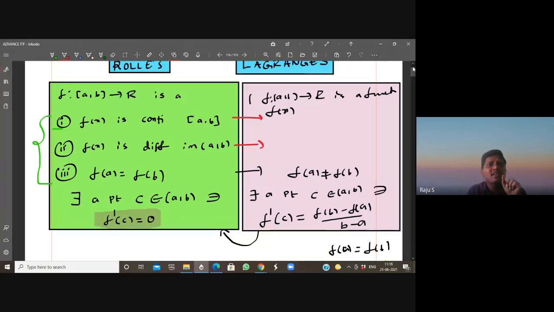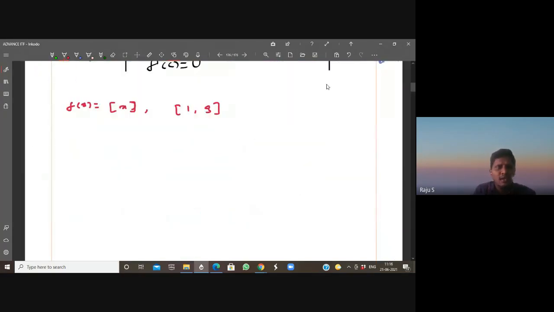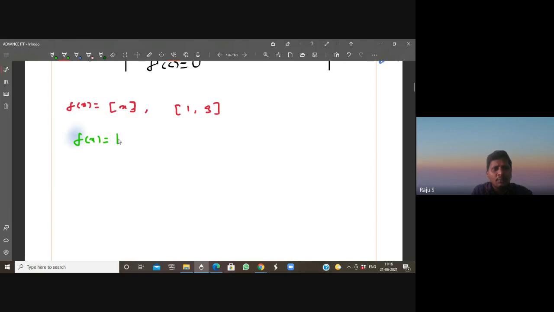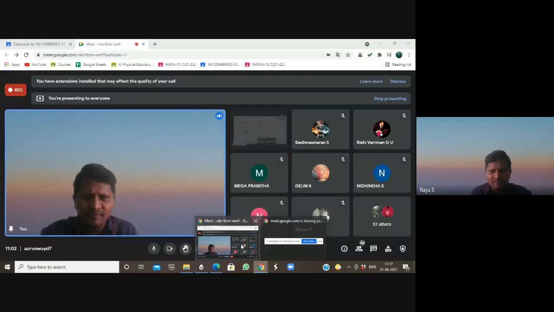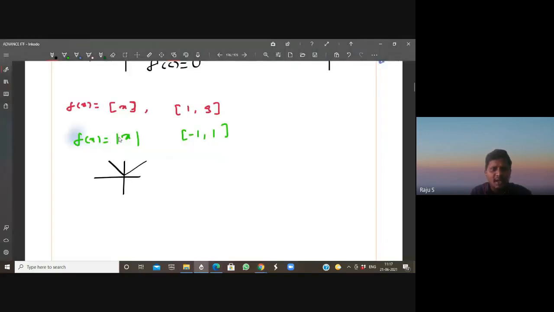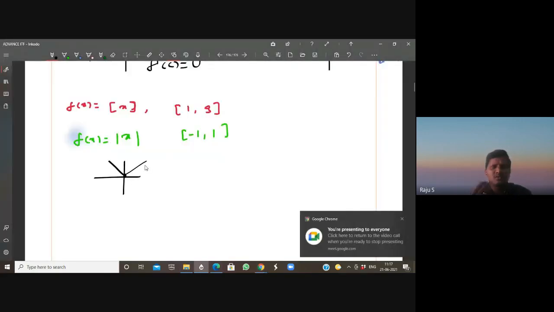For example, in case the function is continuous, for example, I'm going to take f of x is equal to modulus x. F of x is equal to modulus x. What about the modulus x at minus 1 to 1? Yes. Is it continuous? Is this continuous, students? What about the graph? We are going to get a graph like this. Okay. So observe that clearly it is continuous. There is no break at all.